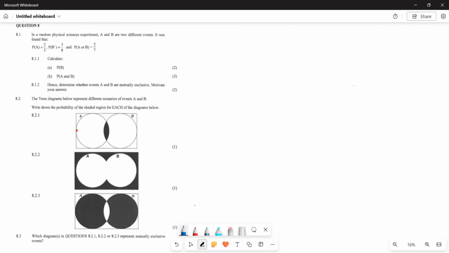We are still looking at our probability. Now, I want us to attempt the following questions and see what we can do there. Let's start here.